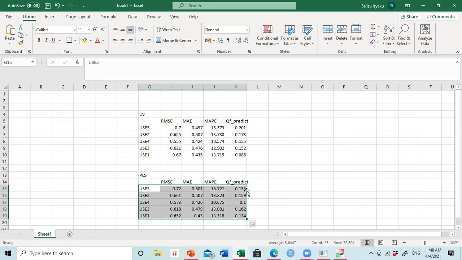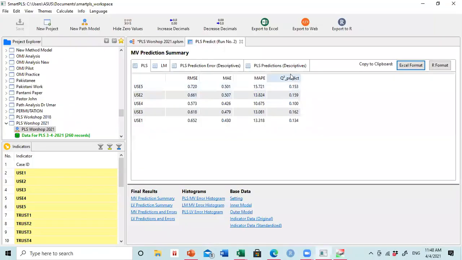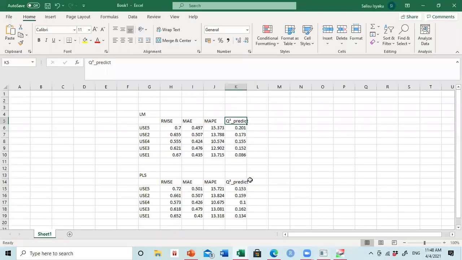Okay, the first thing that we check to confirm, we have to look at the Q square here. Is Q square greater than 0? Yes. Then next you assess this RMSE and MAE. Okay, this is how you put it. Now we take this one.